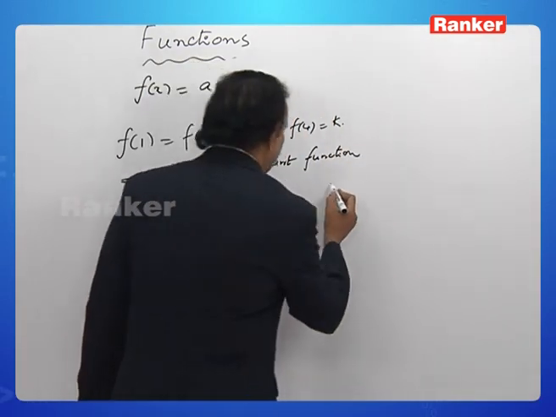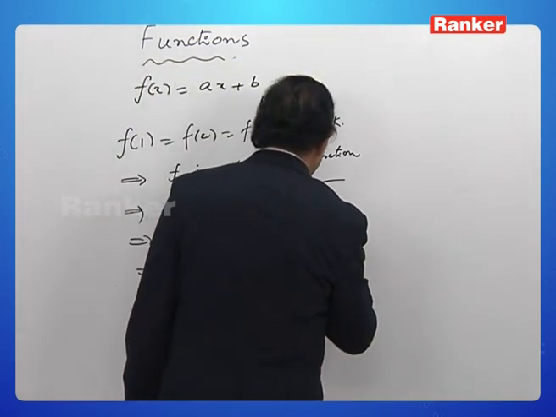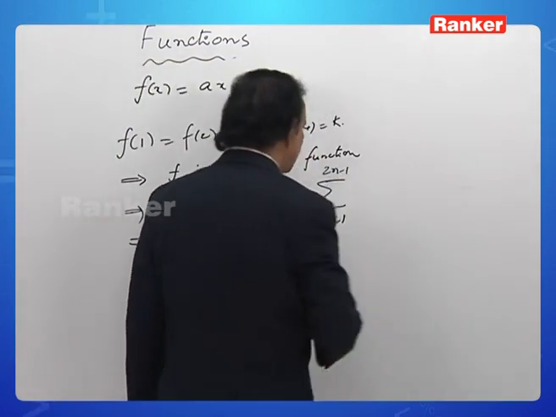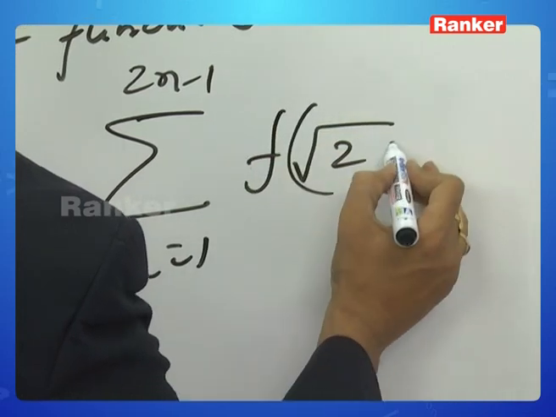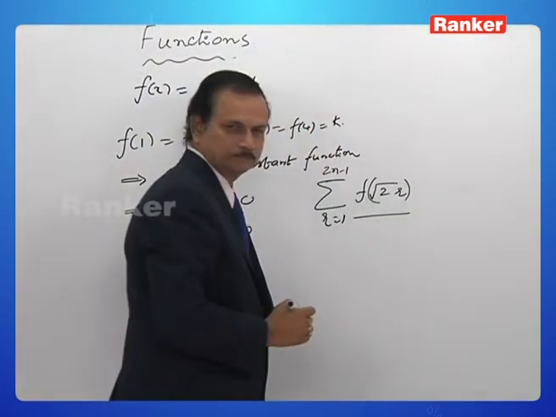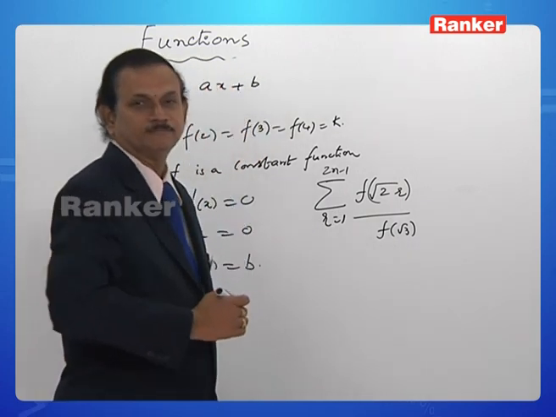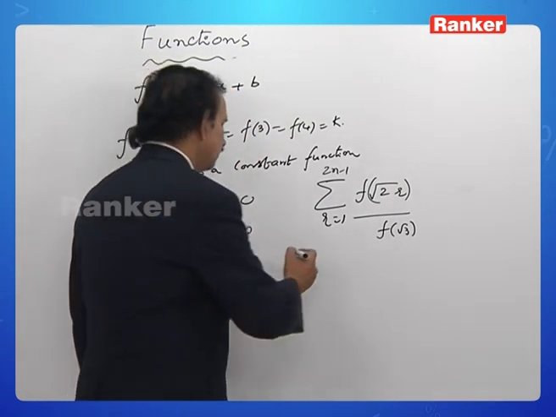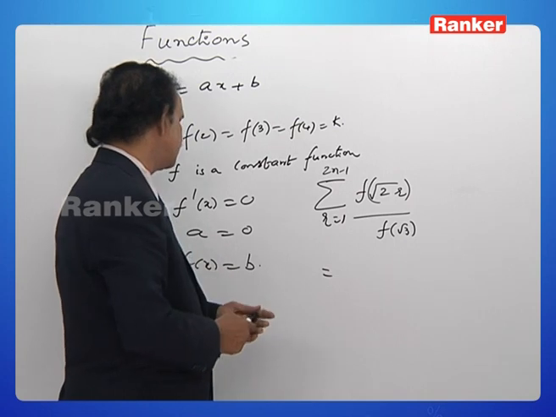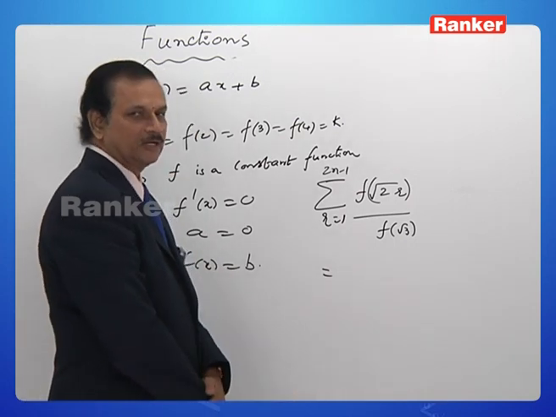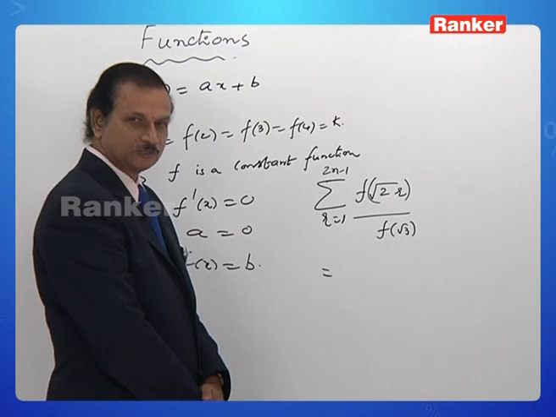The question is the value of sigma r is equal to 1 to 2n minus 1, f of root 2r by f of root 3, and n belongs to N. So this is equal to, as f of x is a constant function, f of everything is b. f of 1 is b, f of 2 is b, f of root 2 is b, f of root 3 is also b.